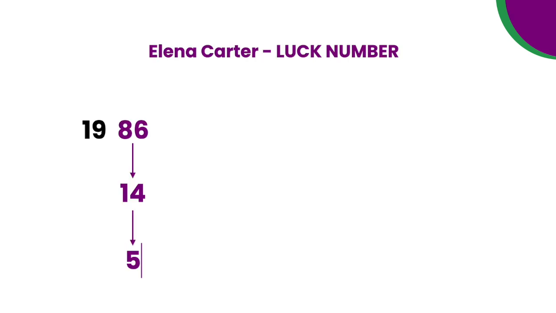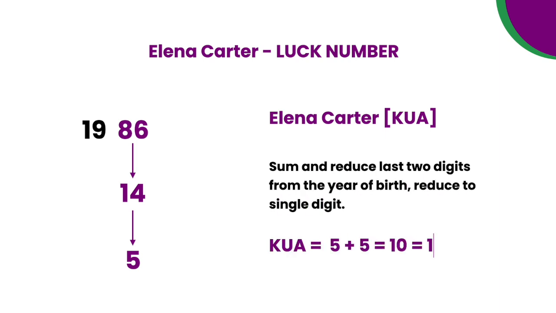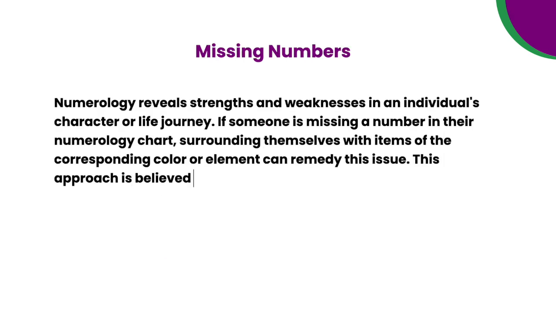How do you calculate? As we discussed in our previous video, we add and reduce the last 2 digits here, in this case 14 and 5. We add 5 to the last 2 digits of the year of birth, reduce number 5 plus 5, 10 and reduce to 1. So her lucky number is 1. Now, what is the significance of missing number?